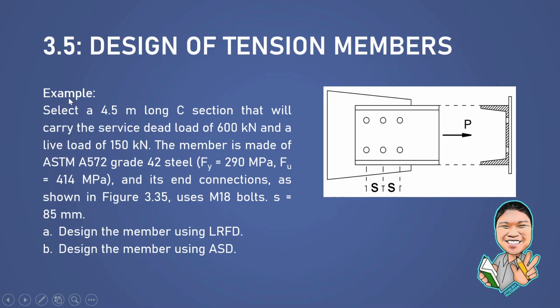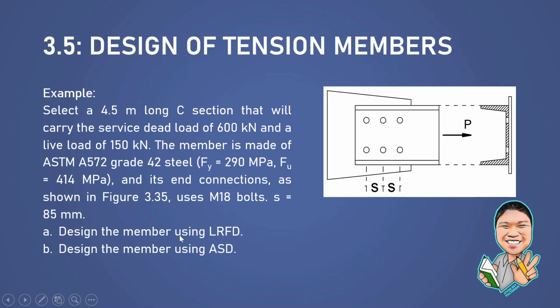So for this example, select a 4.5 meter long C-section that will carry the service dead load of 600 kN and a live load of 150 kN. The member is made of ASTM A572 grade 42 steel. Yung Fy niya is 290 megapascal and yung Fu niya is 414 megapascal, and its end connections as shown in this figure uses M18 bolts. S is equal to 85 millimeters.